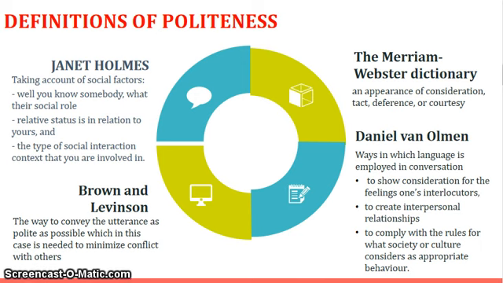In the 1980s, Penelope Brown and Stephen Levinson proposed the politeness theory, which defined politeness as the way to convey the utterance as politely as possible, which in this case is needed to minimize conflict with others. And lastly, Daniel Van Olmen defines politeness as ways in which language is employed in conversation to show consideration for the feelings of one's interlocutor or the speaker, to create interpersonal relationships, and to comply with the rules for what the society or culture considers as appropriate behavior.